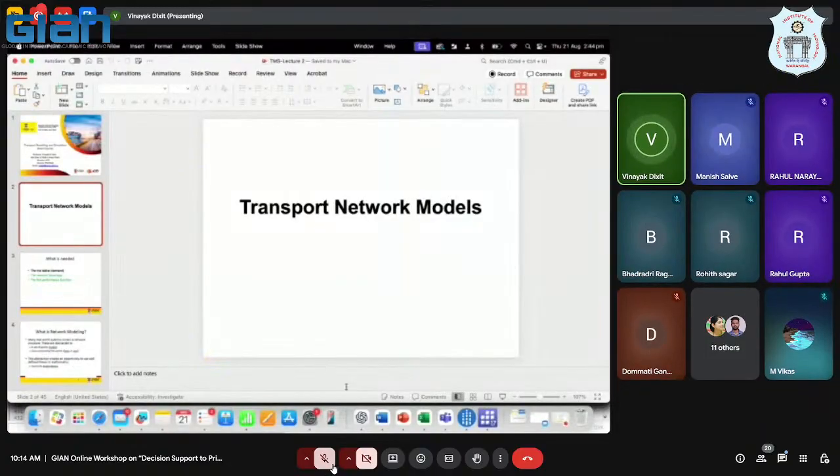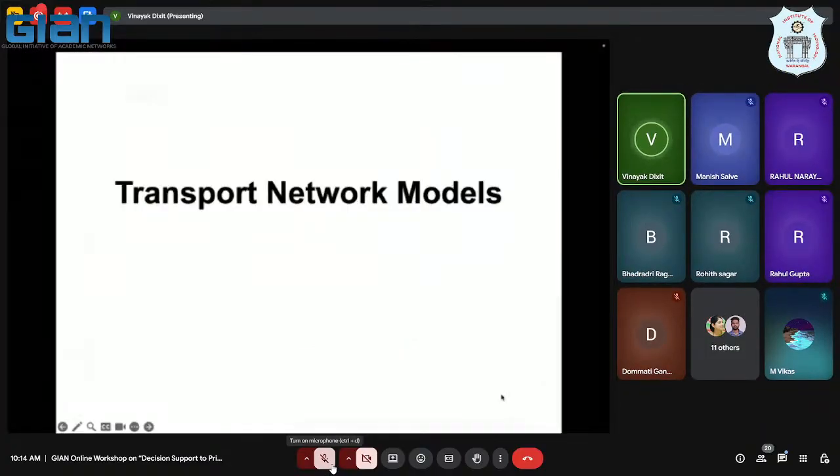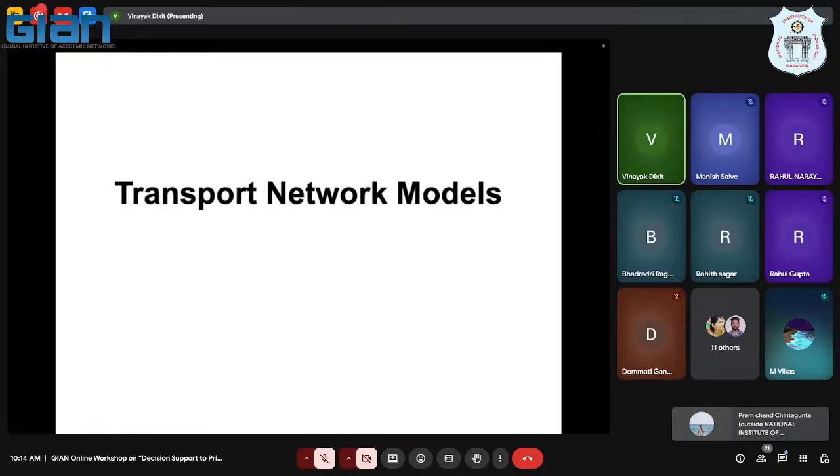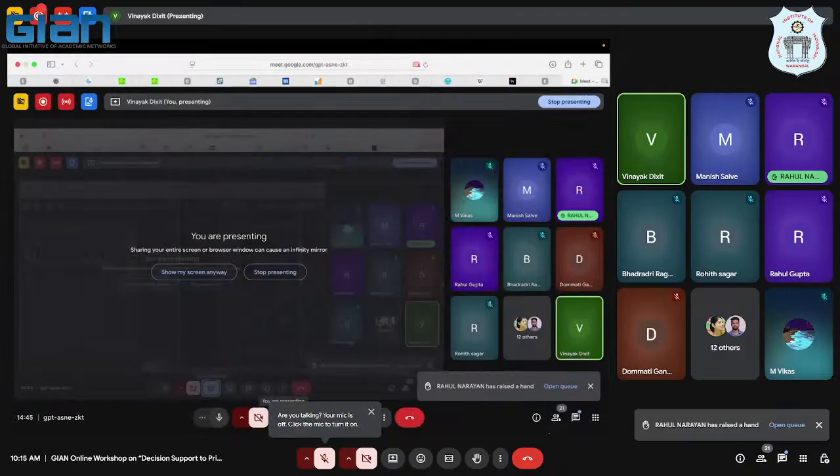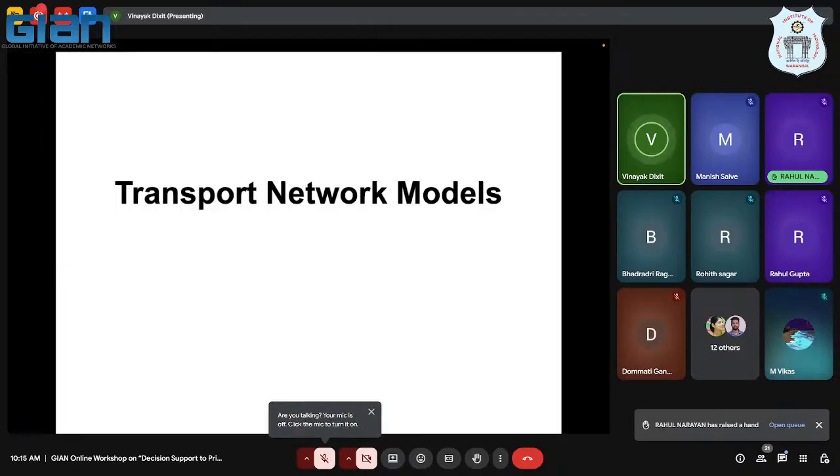So what I'm going to talk about today is something called transport network models. And the reason why I'm talking about transport network models is that fundamentally the concept of equilibrium shows up here. How many of you have heard about equilibrium as a concept? Okay. So we'll go through the concept of equilibrium and what all is required in transport network models.